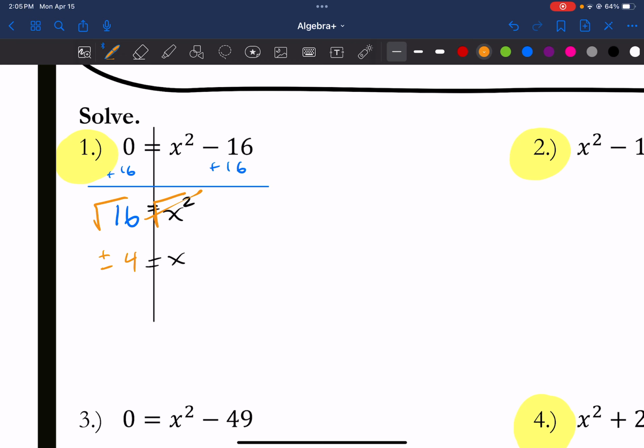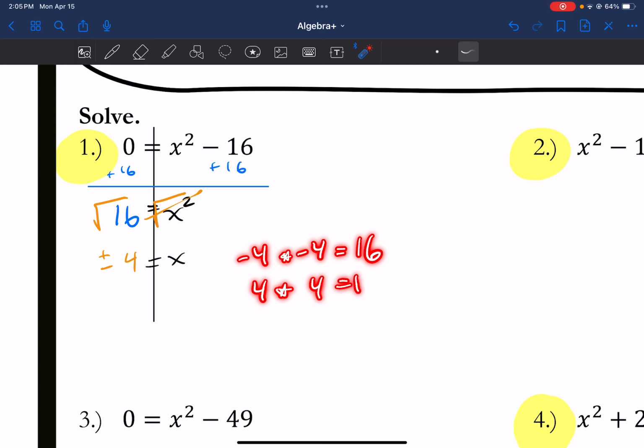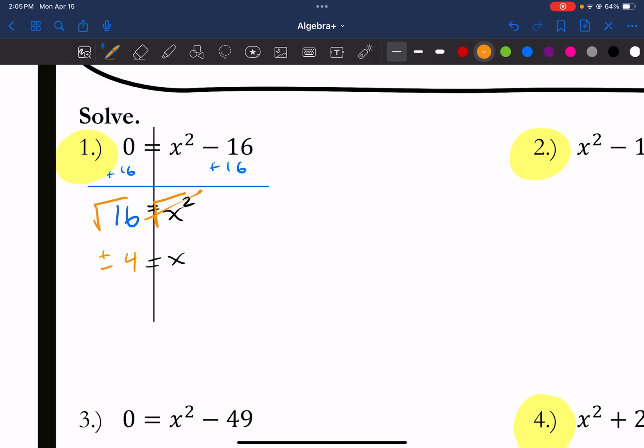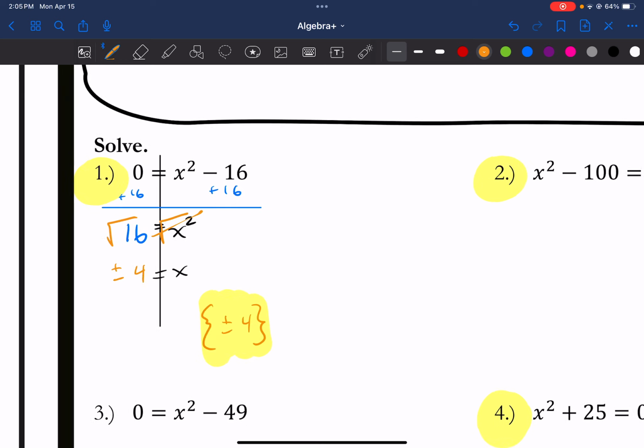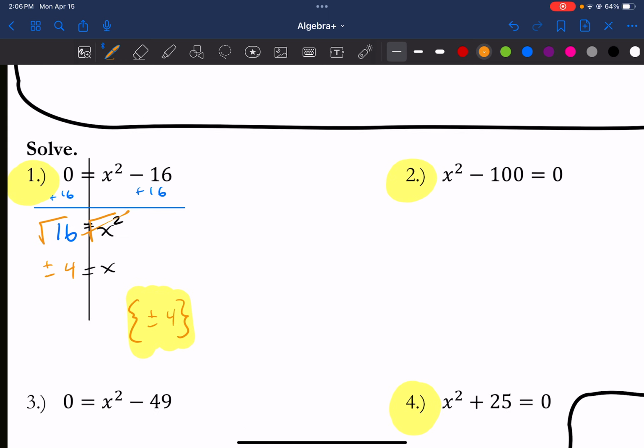Because a negative 4 times a negative 4 gives me a 16, and a positive 4 times a positive 4 also gives me 16. So both of those answers work, so your final answer is a positive negative 4. Now you can write this as negative 4 comma 4, that's fine too, right? You could also put the abbreviation with a positive negative. Go ahead and try number 2 before we move on, and I'm going to show you the answer, so go ahead and pause the video here.